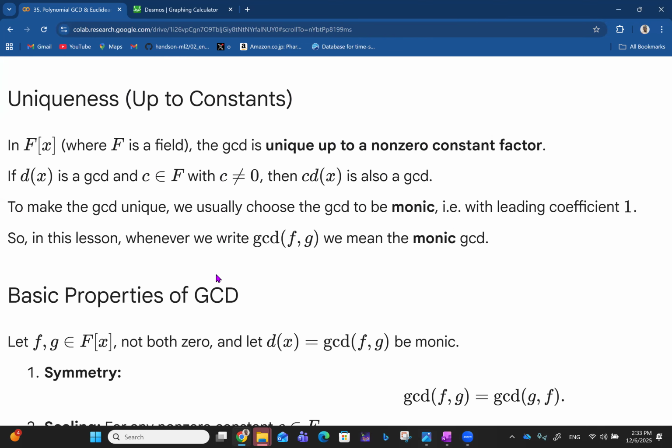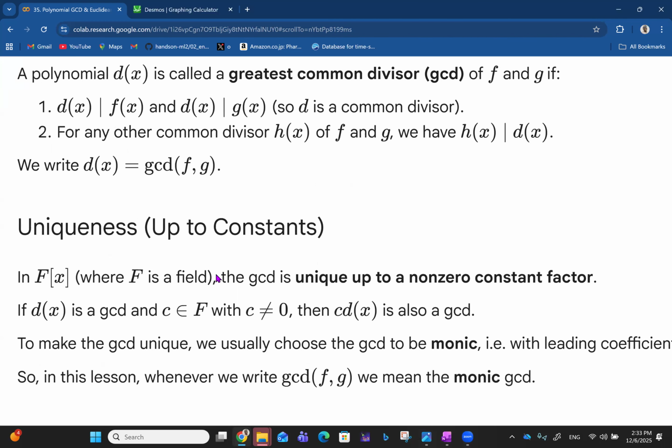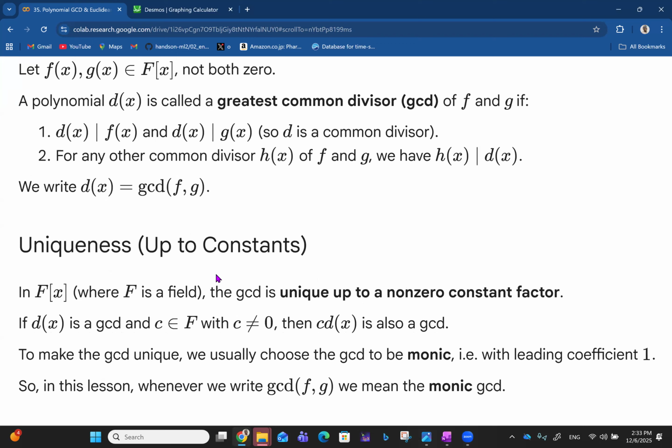Then we have the idea of uniqueness up to constant. So in F of x, where F is a field, the field of non-constant polynomials, the GCD is unique up to a non-zero constant factor, right? So if d of x is a GCD and c belongs to F with c not zero, then c d of x is also a GCD, right? So if you multiply c by d, automatically it will also be a GCD of the two polynomials.